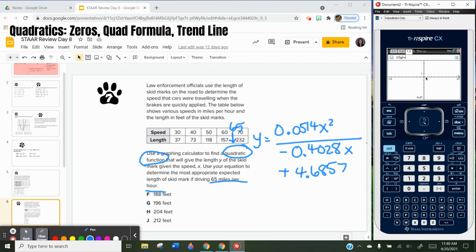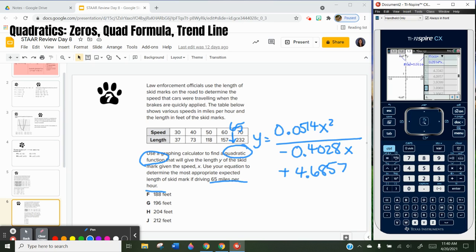So here we're just going to go to our graph and we're going to type in the equation that we ended up with. So 0.0514x squared minus 0.4028x plus 4.6857. Here's my graph. Pop up your table, Control T.